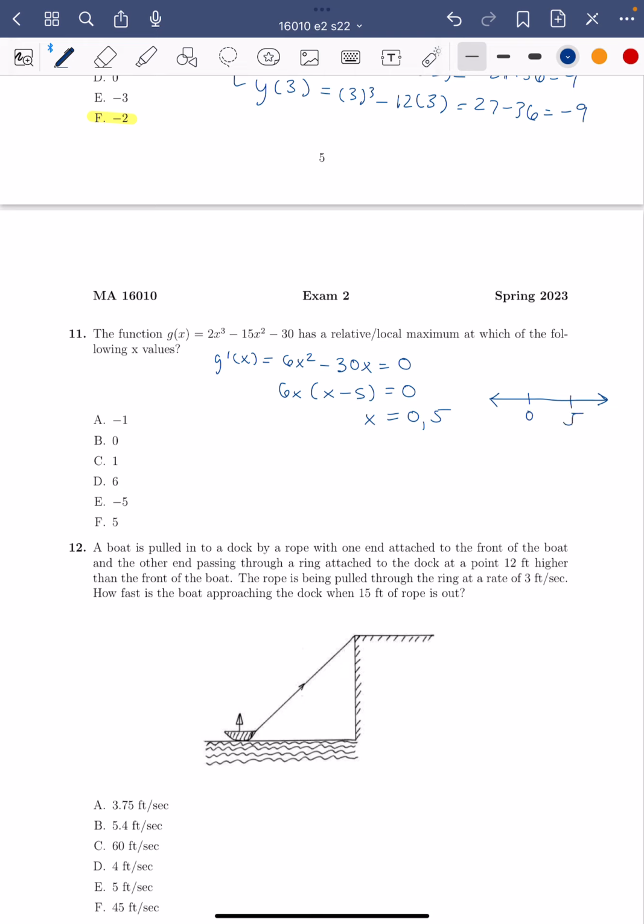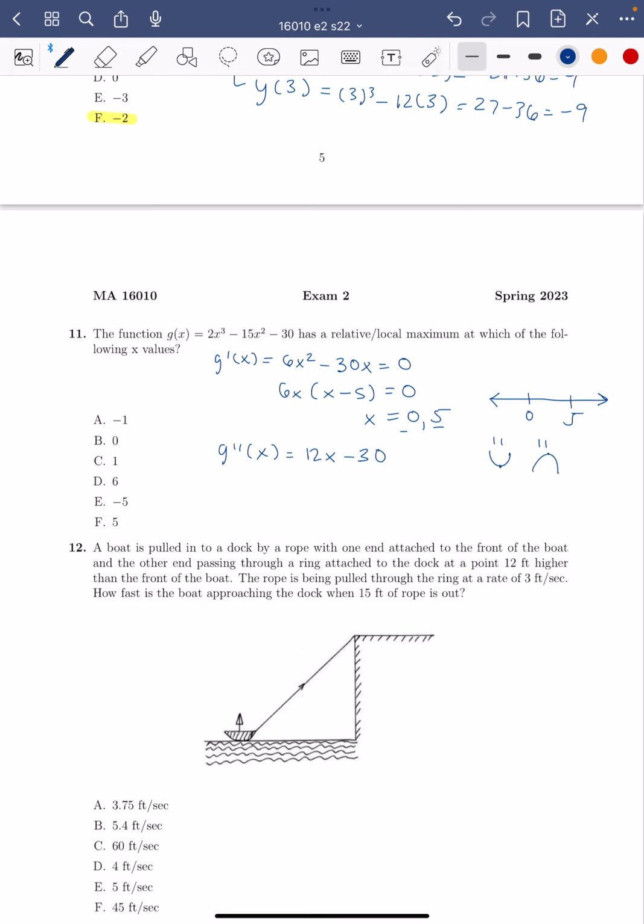Now let's use the second derivative to find concavity. So g double prime of x equals derivative of 6x squared is 12x, and then derivative of -30x is -30. Now we just plug these 2 points in. So if it's concave up, which is my little smiley face, we have a local min, and if it's concave down, we have a frowny face, which is a max.